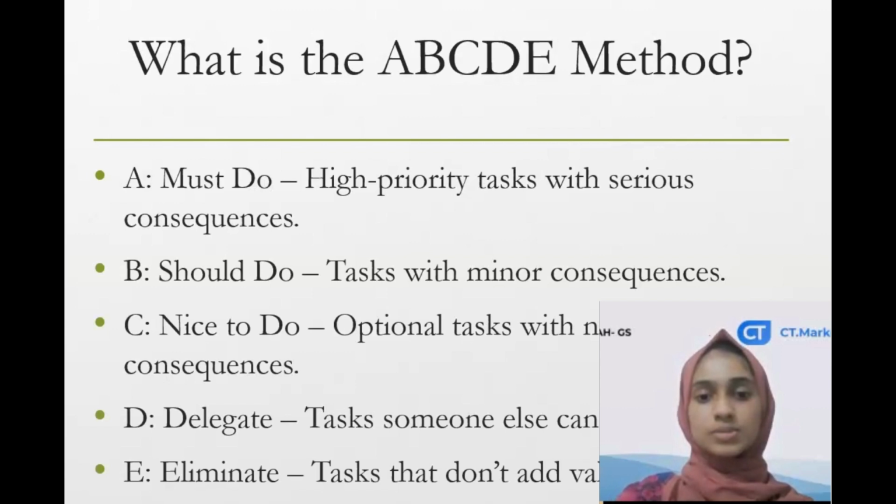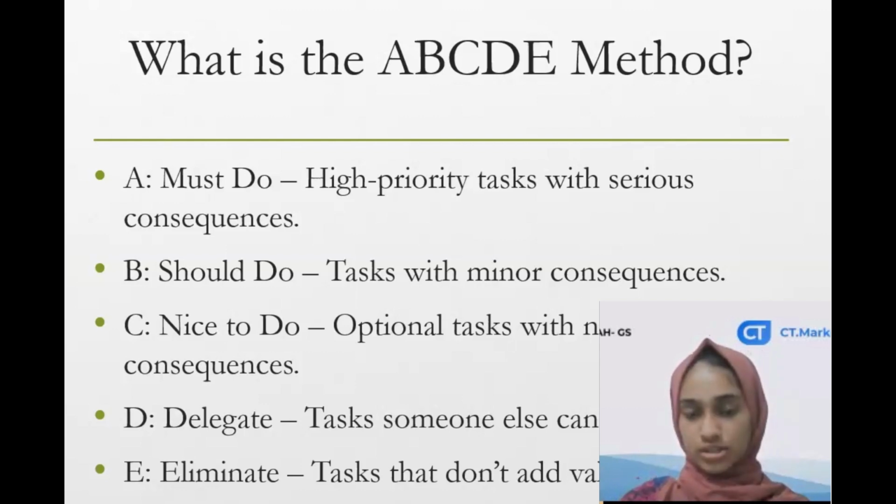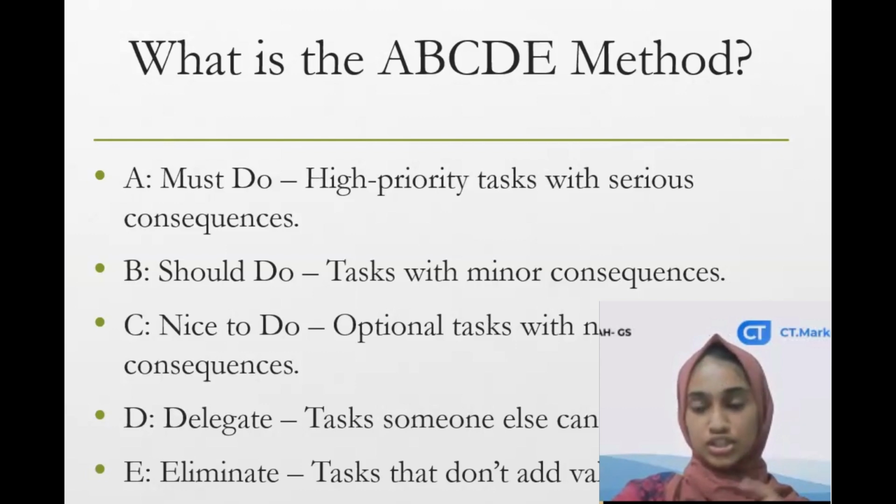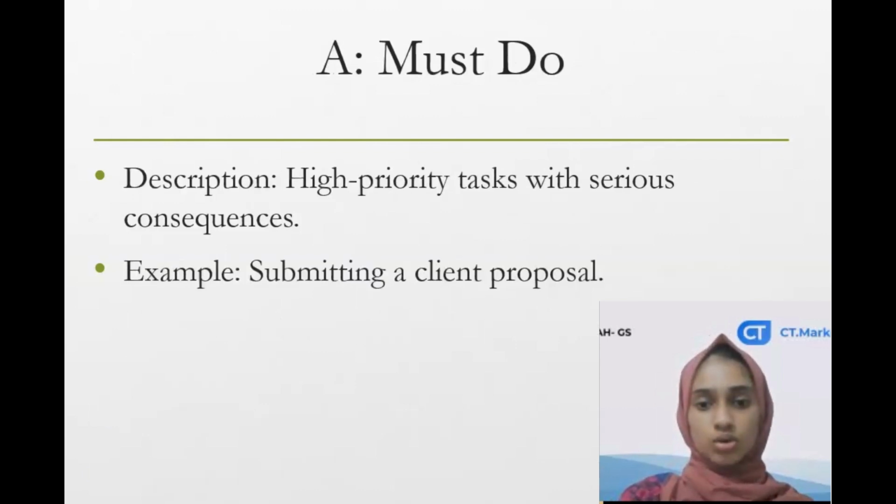It's a popularized productivity tool by an expert named Brian Tracy. It's a tool for task prioritization, and it's based on a very specific principle: not everything on your to-do list carries the same importance. So what you do is assign a letter A, B, C, D, or E to each task in your to-do list, and you will know exactly where to focus your time and energy, right? So here's a quick overview.